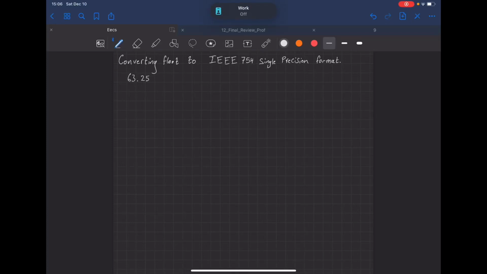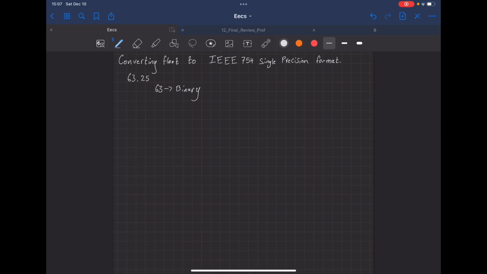Hello, on today's episode of EECS 2021, we'll be converting a floating point number to IEEE 754 single precision format. To begin, we can start with the left side of the decimal, the whole numbers. So we'll take 63 and convert that to binary, okay?